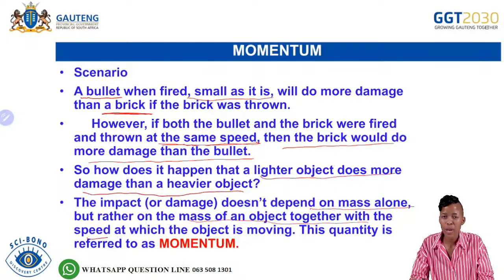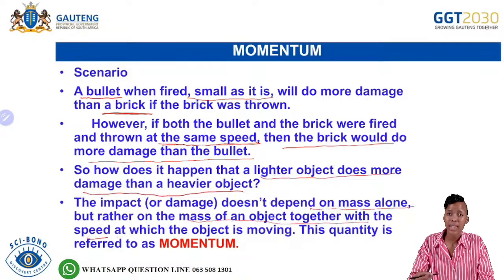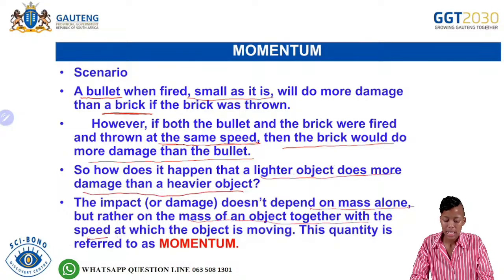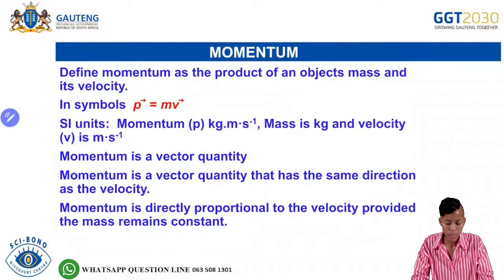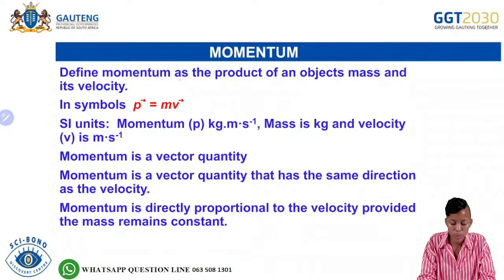So again, if you compare the bullet, we are saying the bullet is smaller than the brick. So whatever impact that you are going to do with the bullet and the brick, it does not only depend on the mass of whatever object, but it depends on the mass and the speed. So both of them, it depends on the mass, and it also depends on the speed of the object. So it says, therefore, this quantity is referred to as momentum.